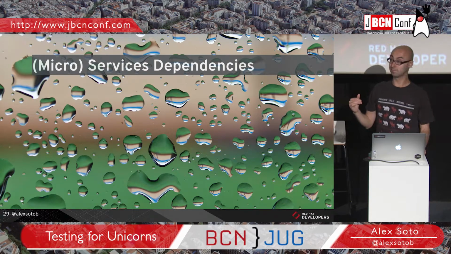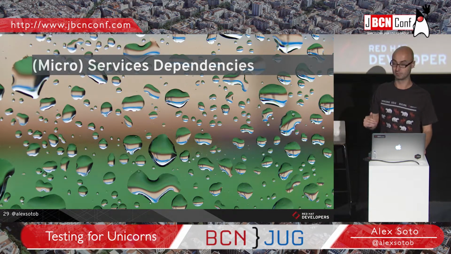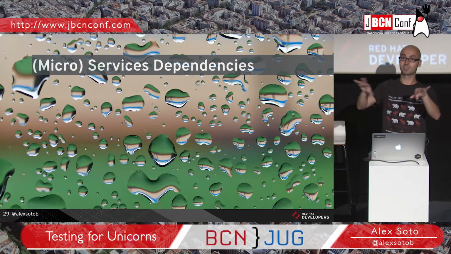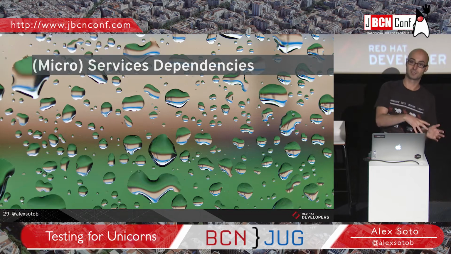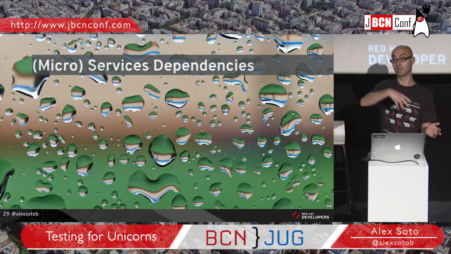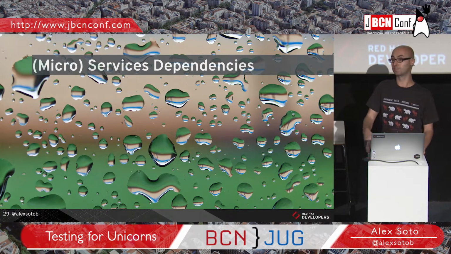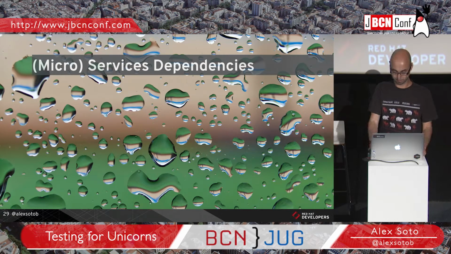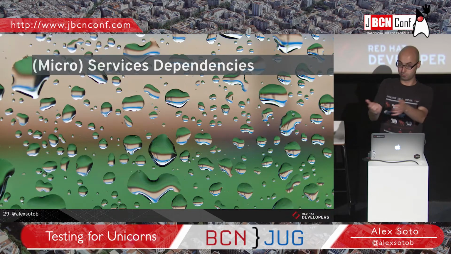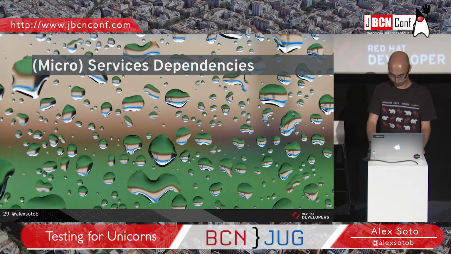Probably if you are using microservices, I said micro because maybe you have several services, but they are not microservice architecture per se, you will have dependencies. Probably internal dependencies, so your service talks or needs to communicate with another service, or maybe third-party services where you don't have control over them. So you want to test also these interactions.